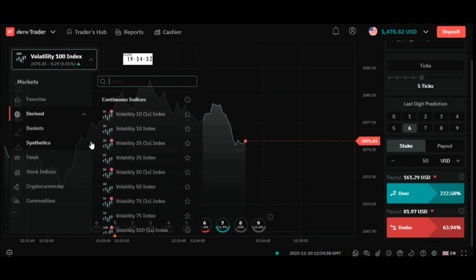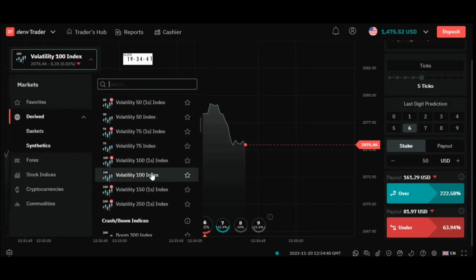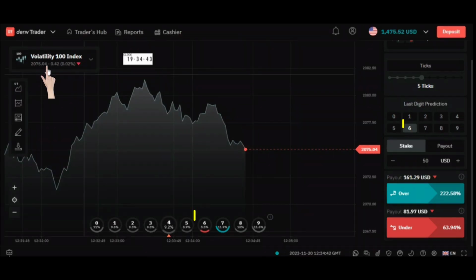Okay, here I use the volatility of the 100 index. How to use this strategy is very easy. Pay attention to the number that comes out at the end below, namely numbers 6, 7, 8 and 9. If this number comes out 3 times, then you open an under position. The numbers that come out do not need to be sequential.